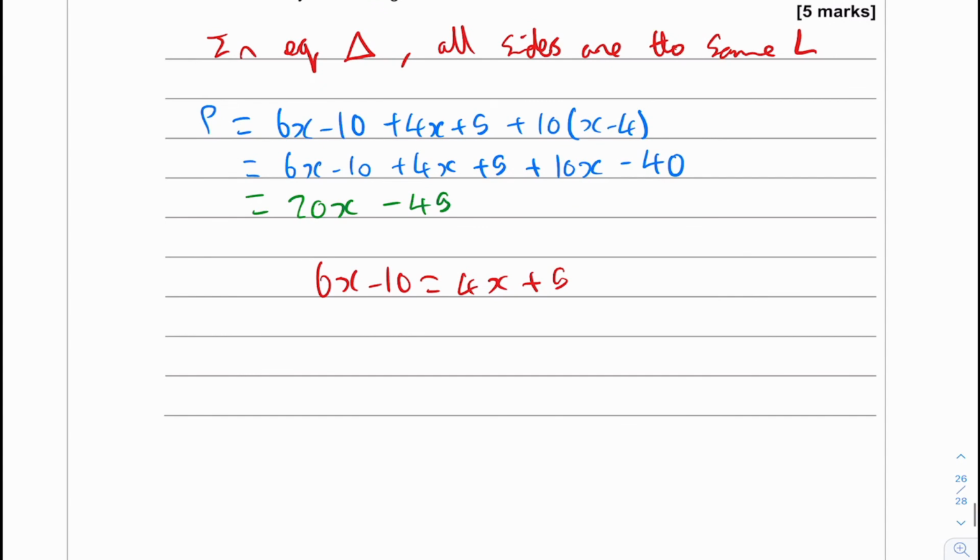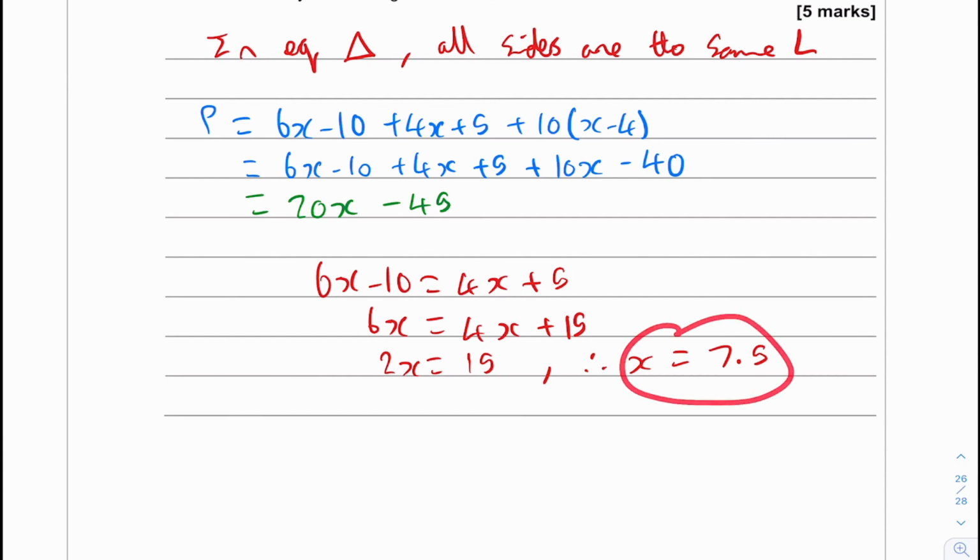We can then plus 10 to both sides to get 6x is equal to 4x plus 15. And then take 4x away from both sides to get 2x is equal to 15. So therefore x is equal to 7.5. We can then sub our value of x, 7.5, into our expression for the perimeter. So we can therefore say P is equal to 20 multiplied by 7.5, and then we've got take away 45.